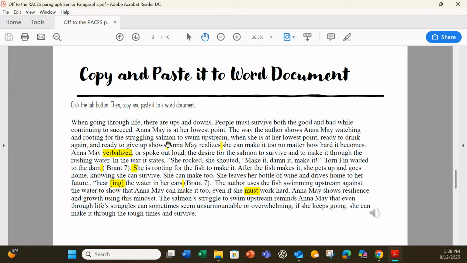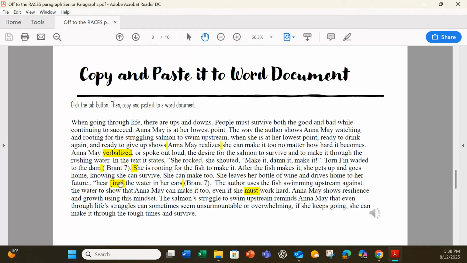Notice here I left the yellow so you can see where the changes are. "Ready to give up shows Anna May realizes," so I took out the that's. I changed verbalize to a Z because that's how you spell it. I took out the periods here and put it right here. I also capitalized this S because that becomes the beginning of that sentence. And then I went ahead and did the rest of it.